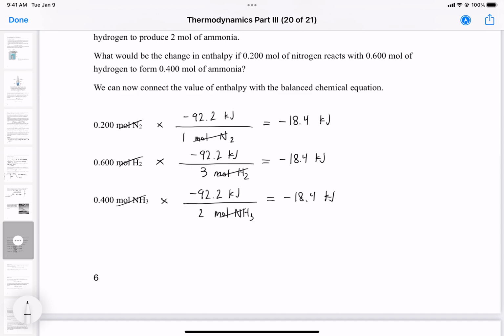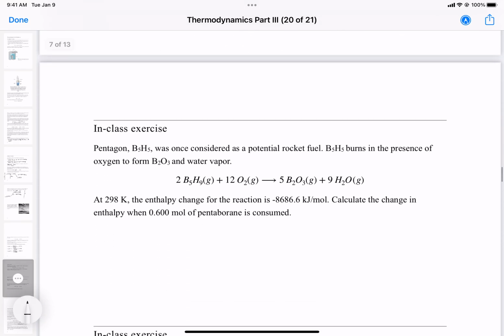All right, so let's go to the next problem here. Now let's do a different example. We have pentagon. Sorry, that's not pentagon. I forgot to change this again. I had this mistake last semester, but I forgot to change it. I'm so sorry. Pentaborane, that's what the compound's called. It's not pentagon. There's a compound that looks like a pentagon, but we don't call it that. But I won't talk about it here.